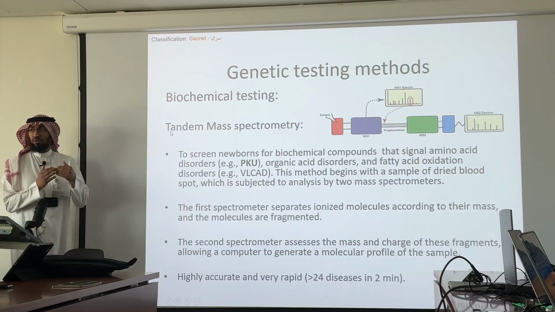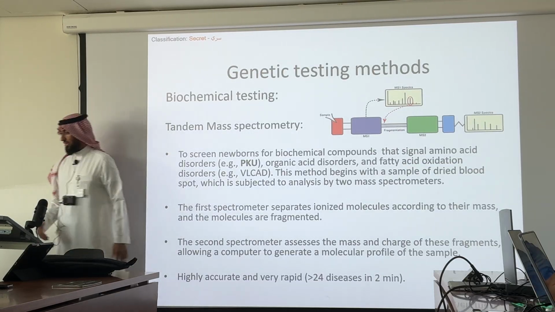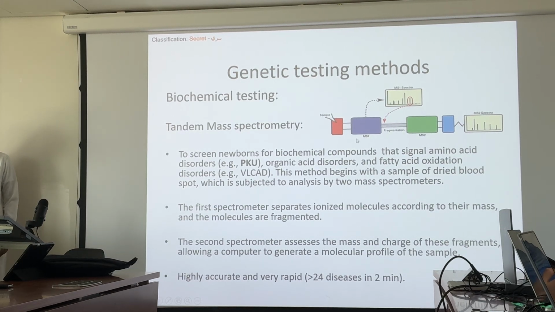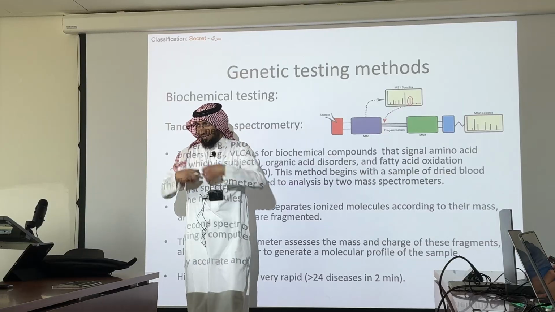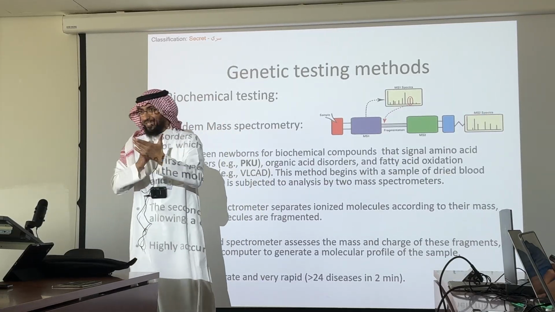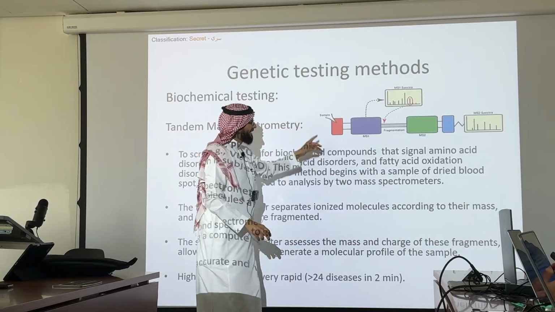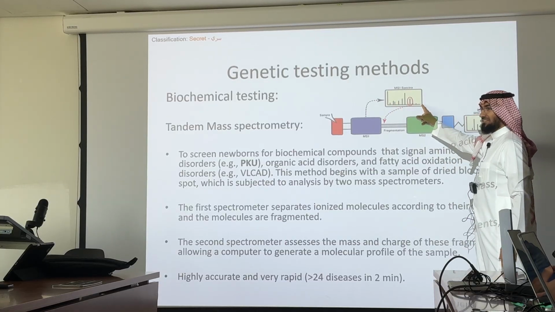Tandem means in succession. Two stages, one after the other. So there's mass spectrometer number 1 and mass spectrometer number 2. The whole idea is that the first spectrometer separates ionized molecules according to their mass. In this spectrometer, the molecules in the blood or in the urine will be fragmented, then arranged based on their mass. The heavy will stay here, the light will go here.